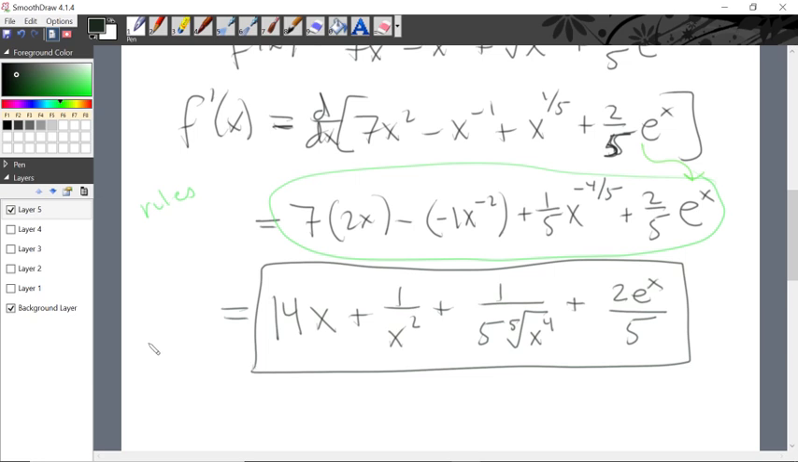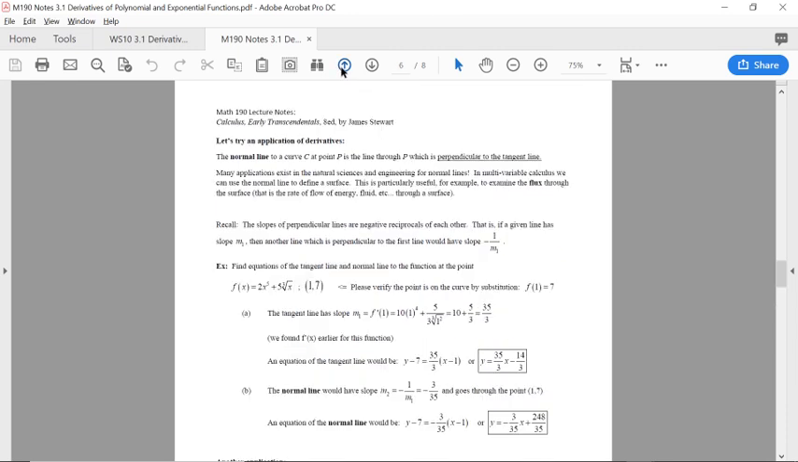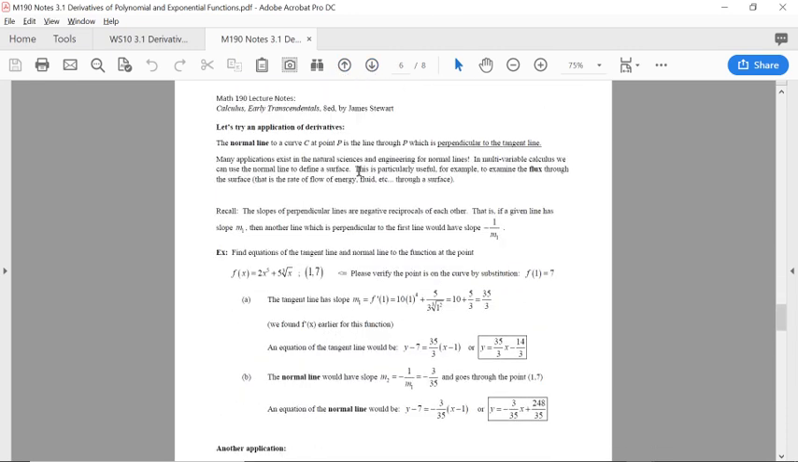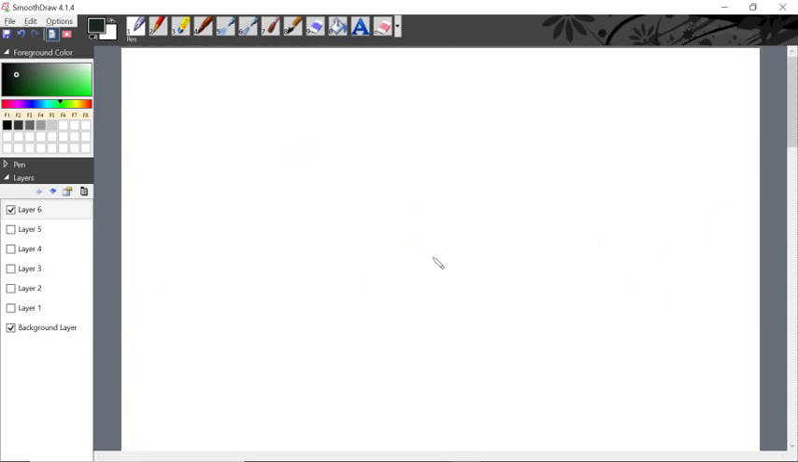All right. Applications. Back to our notes. All right, here we are. Okay. Finding tangent lines and normal lines to a function at a point. Okay, we already know about the tangent line. Now we don't need the limit definition of the derivative in order to find its slope.